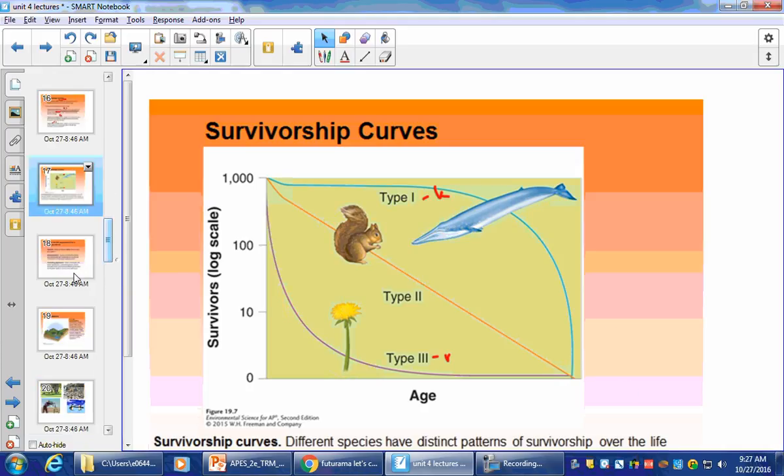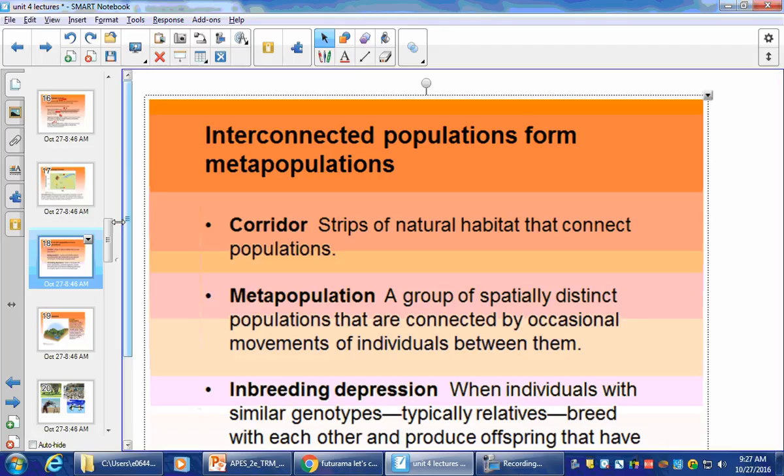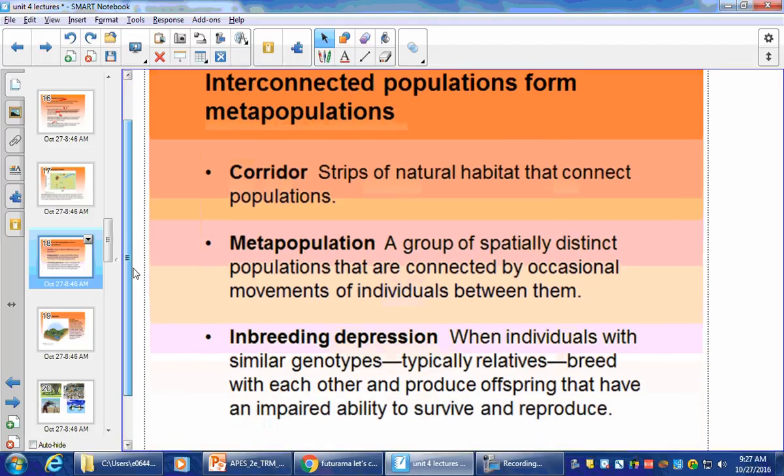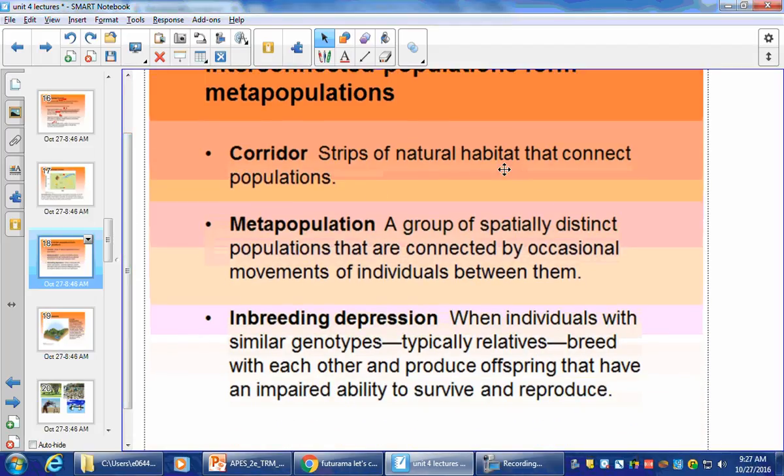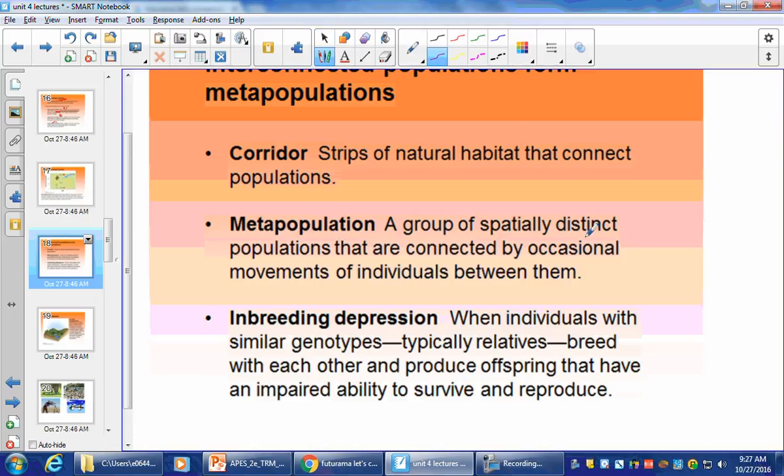A couple more slides here. All right, so let's talk about interconnected populations and metapopulations that we were talking about earlier with different cougars on different parts of the same mountain that maybe only like to hang out around certain trees because their food is there. They end up creating these metapopulations. They're spatially distinct populations connected by occasional movements of individuals between them, and they do that through things like corridors. So if you make a corridor, let's say you got all these trees here, they like to live in these trees. You have another group of trees over here.